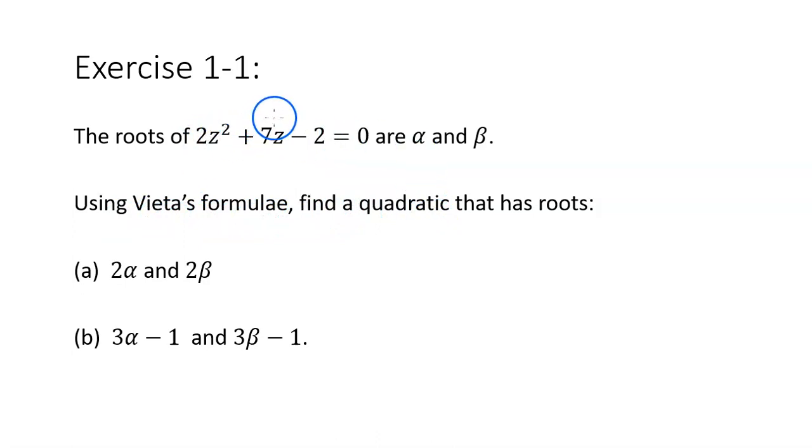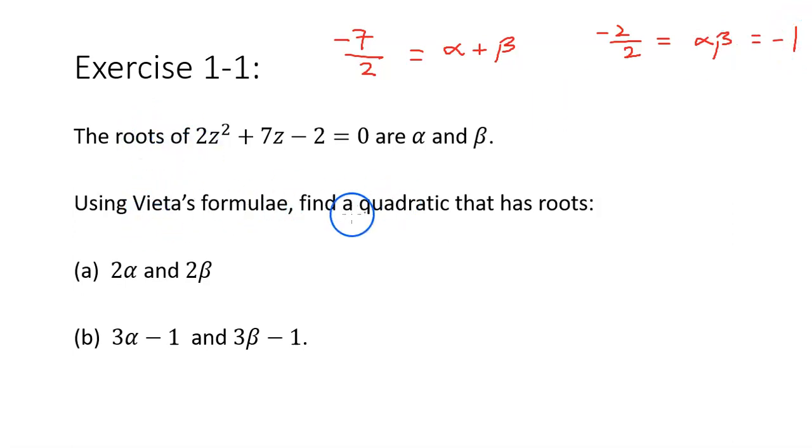By Vieta's formulae, we know that negative b divided by a, so negative 7 divided by 2, is equal to alpha plus beta. And we also know that c divided by a is equal to alpha times beta. So that would be negative 2 divided by 2 is equal to alpha times beta, and so that would actually equal negative 1.